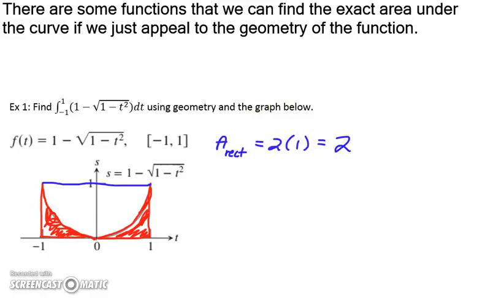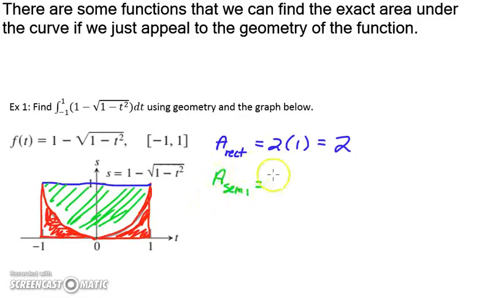Now, we don't want the area of the entire rectangle. We want just the area of that red part. So if we take the area of the entire rectangle and subtract out the area here that I'm coloring in green, we can get the area of the red spot. The area of the green is just a semicircle. The area of a semicircle is pi r squared over 2, divided by 2 because it's only half the circle. Here r is just 1, so 1 squared is 1, divided by 2.